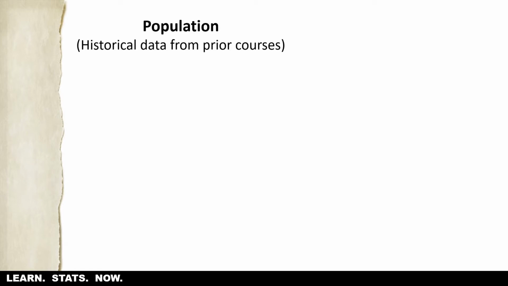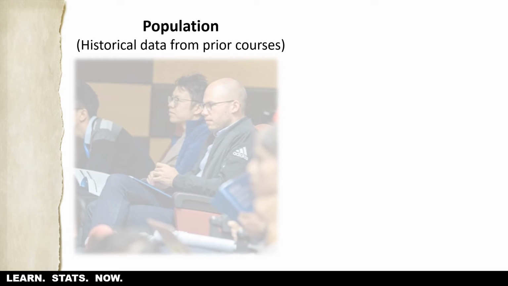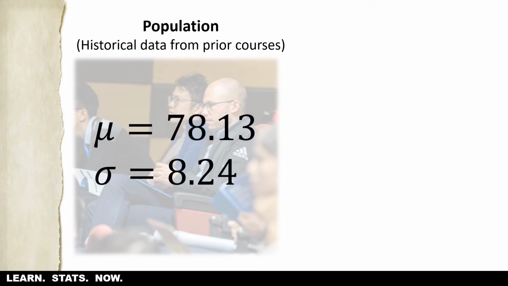Okay, so let's take a look at the data that we have. We have a population. This is historical data from prior courses, and the mu here is 78.13 and sigma is 8.24. So we collected all the scores from all the old final exams, and the mean was 78.13, with a standard deviation of 8.24. Now, we then ran a class where they used online videos.